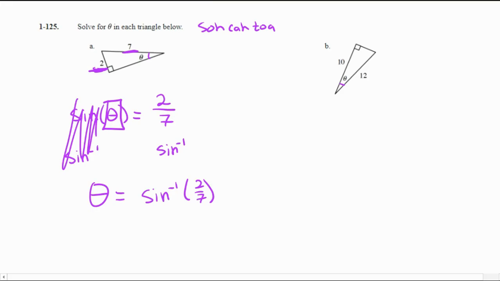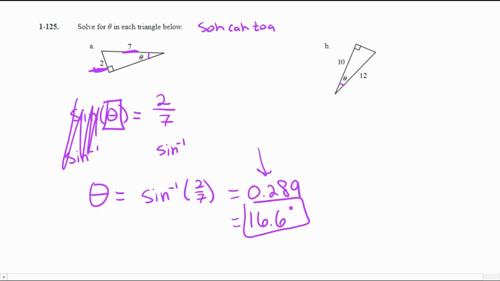Just to make sure that you're on the same page, be careful: let's say that you're in a graphing calculator and you get an answer like 0.289. Be careful, because your calculator is in radians. If you want the answer in degrees, you'd have to go to the mode and change it to degrees. And then when you plug that in, it'll give you your actual answer of 16.6 degrees for that angle.